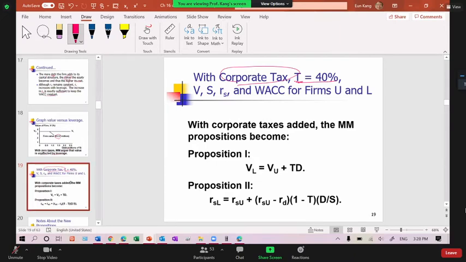So what happens to the value of the company, equity value, cost of equity, and WACC for Firm U and Firm L when you add corporate taxes? They said that VL, the value of the levered company, is the same as VU plus T times D. T is the tax rate, right? And D is debt.